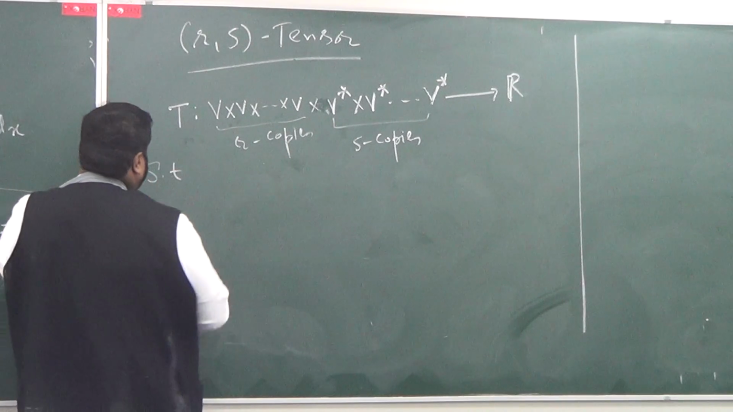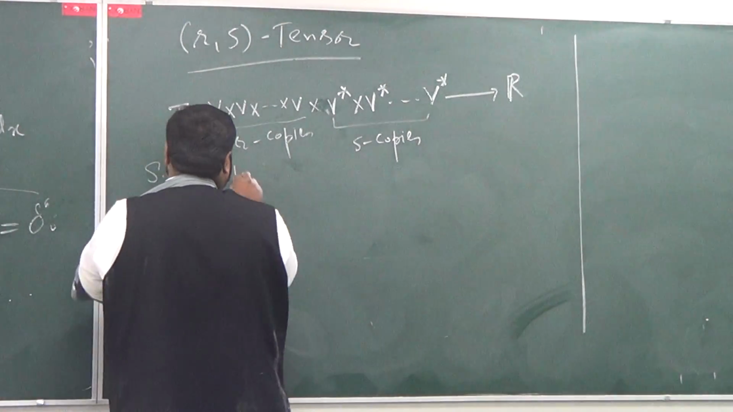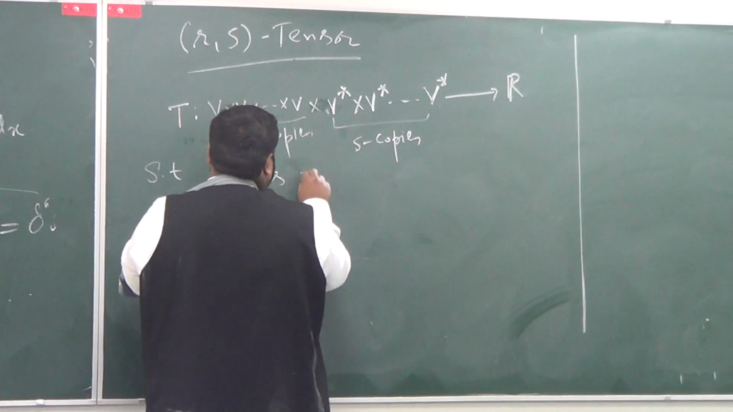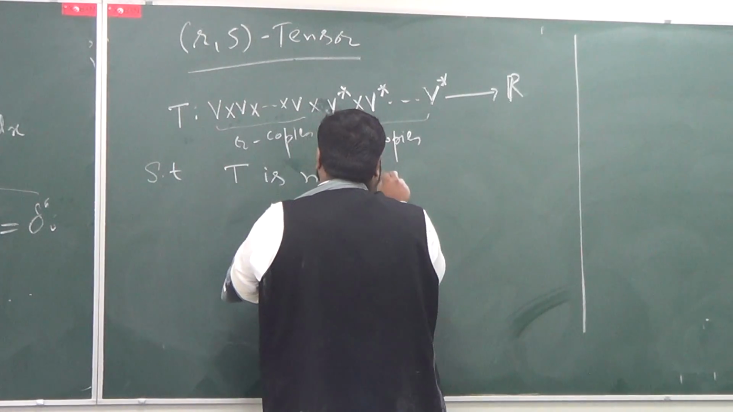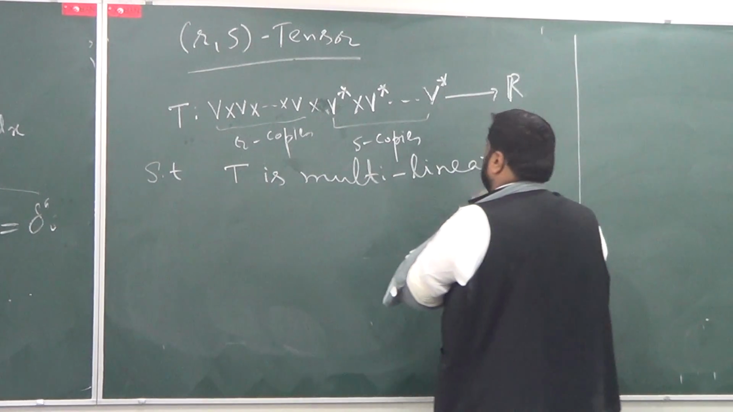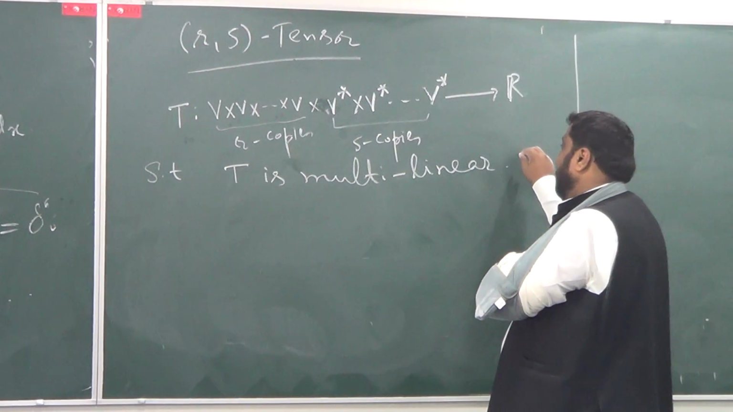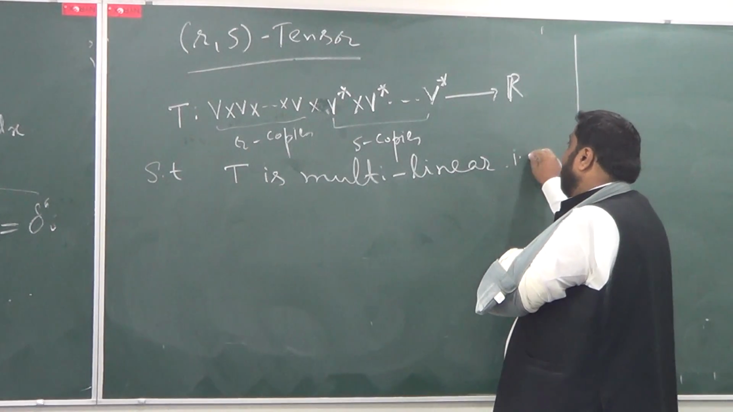Such that T is a multilinear map. Okay? So it's a multilinear map. Question: what does it mean by multilinear map?